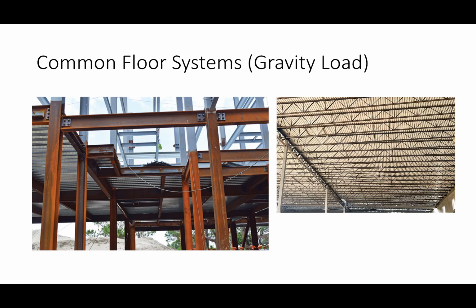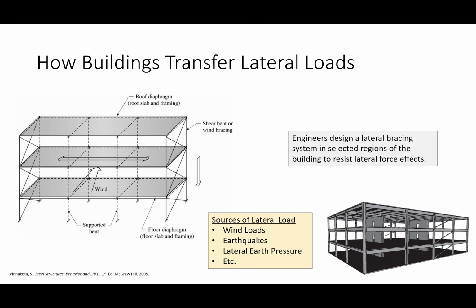And here are some common floor systems. So again, this is a composite floor system. This is the deck pan, and this is something that you would see in a warehouse or a Walmart type store. Now, the way lateral loads work is, there are two primary lateral loads that we need to consider in building applications, and that is wind and earthquakes.